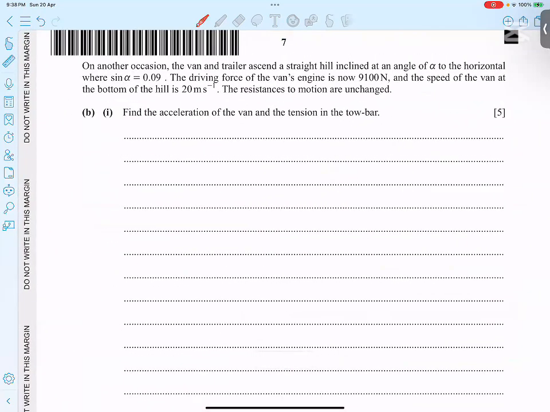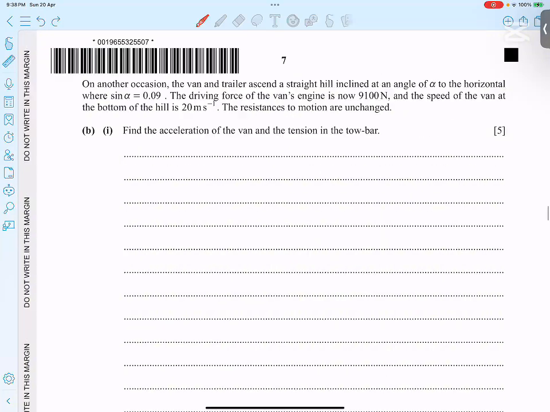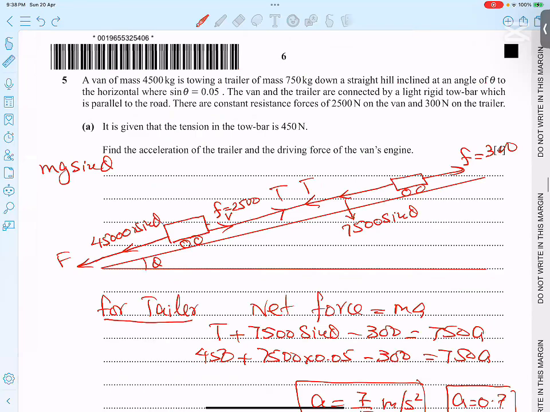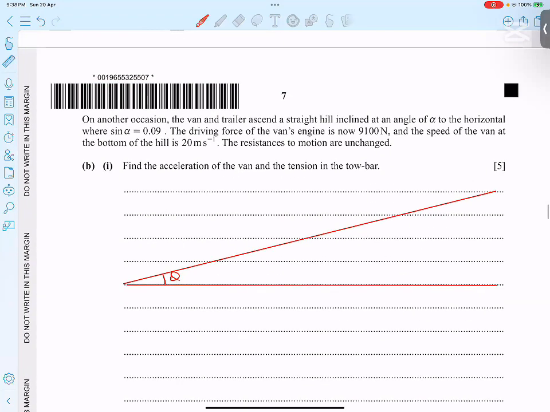Another occasion: the van and trailer ascend a straight hill incline. It means going down. Main point is they're going down. And wait a minute, sorry, going up, ascend, not descend. So the same diagram will be made, but the diagram will reverse now, so it is better to make a new diagram. Diagram is very, very important, so as a teacher, I suggest you make it carefully.